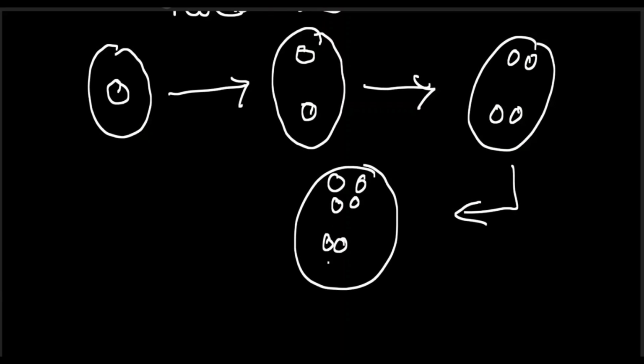Here the point to be noted is that the nucleus is only undergoing simple mitosis division here. Only mitosis division, because this is already a haploid nucleus which is undergoing repeated mitosis division, and after the third division we are getting 8 nuclei inside the megaspore. Now what will happen?